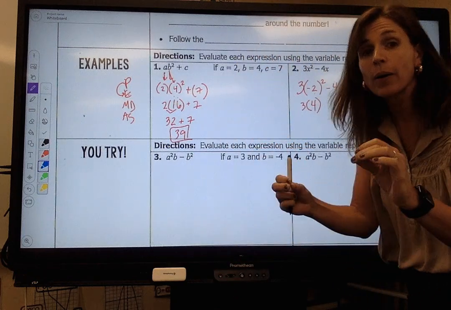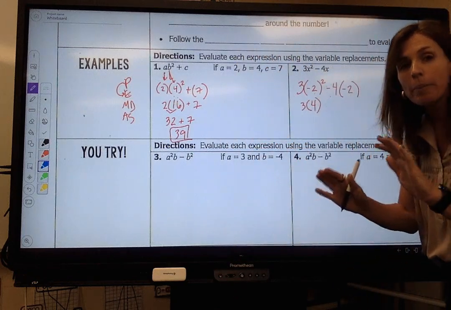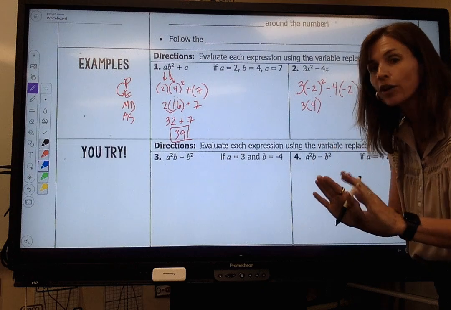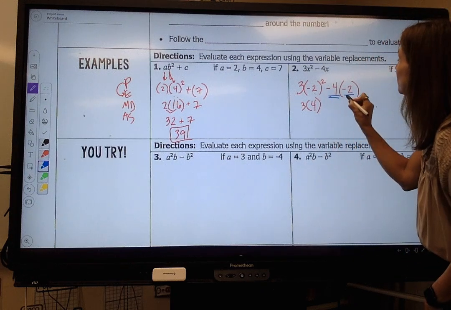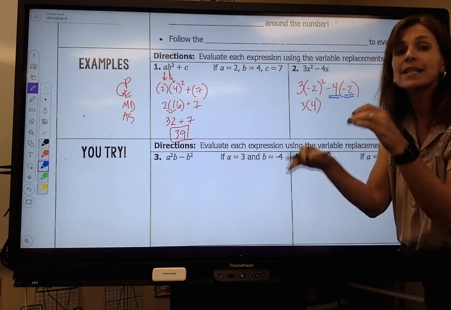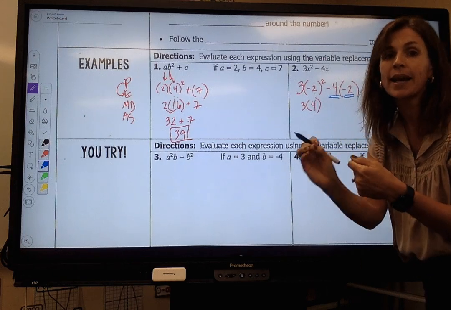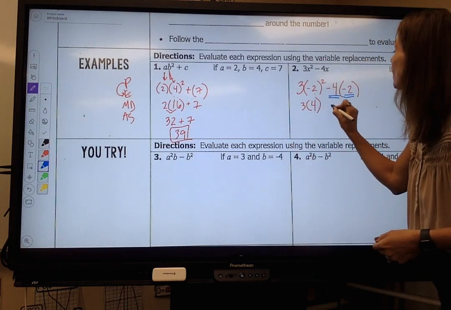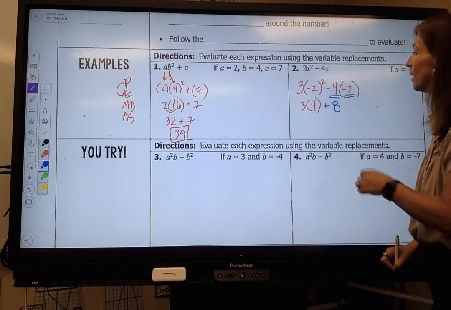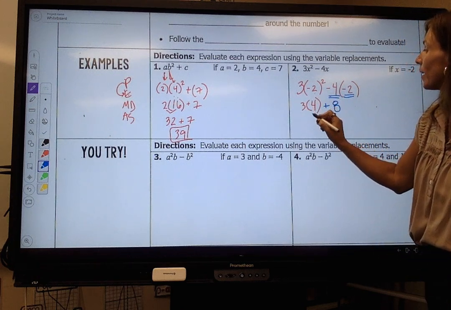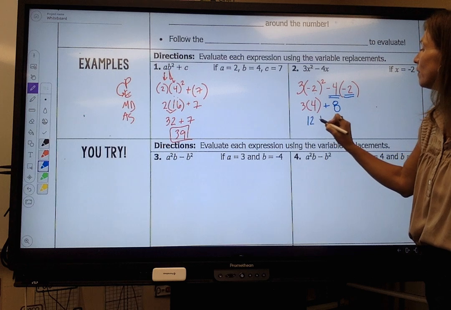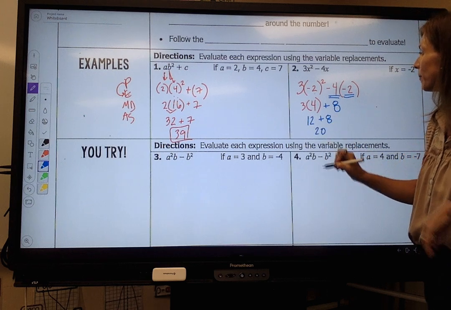So here is how I want you to look at this. It will make your life simpler if you start now. This is a -4 times a -2, which is a +8. Negative times a negative is a positive. And now I can multiply 3 times 4 is 12. 12 plus 8 is 20.